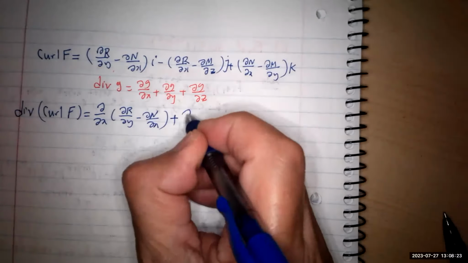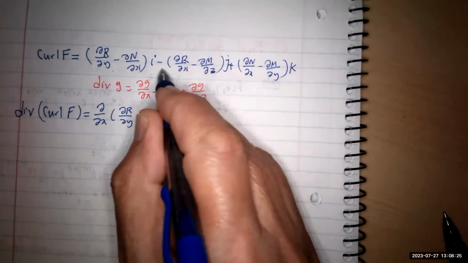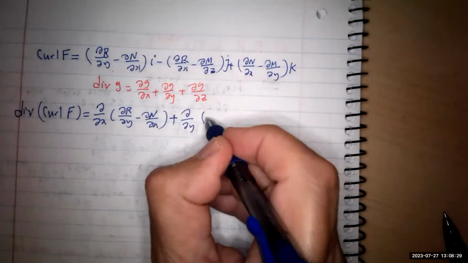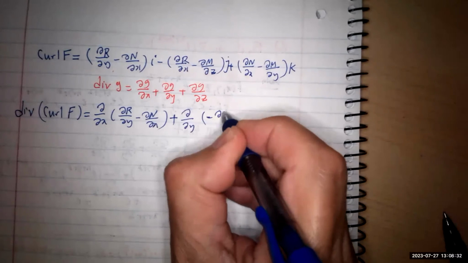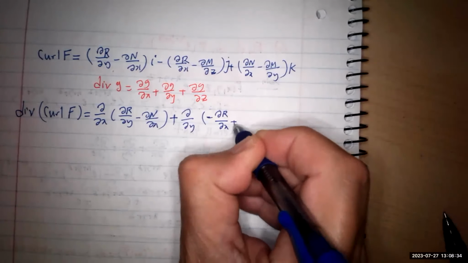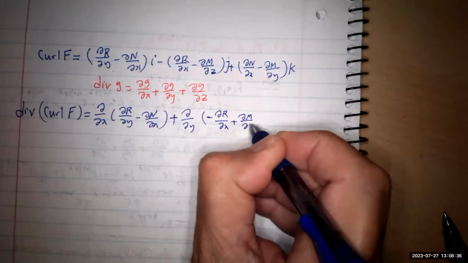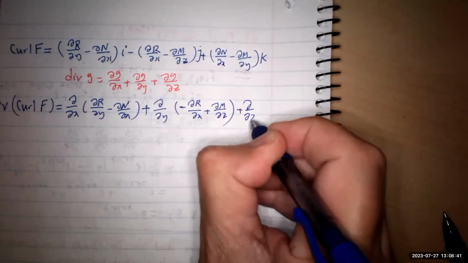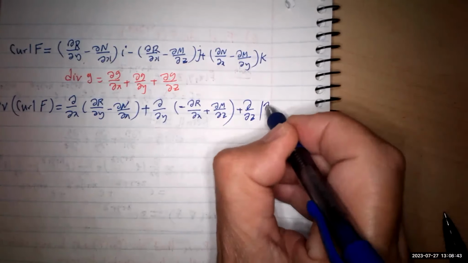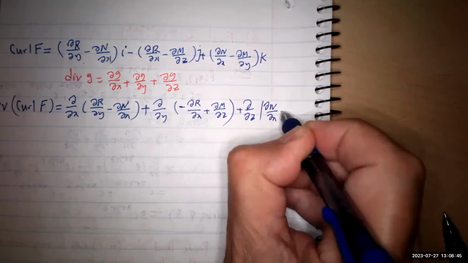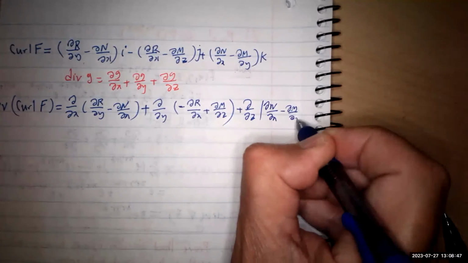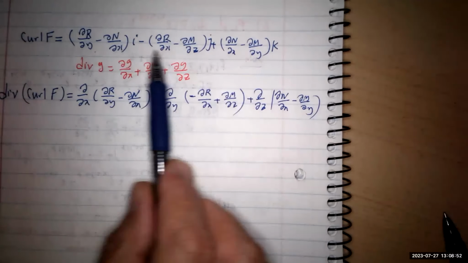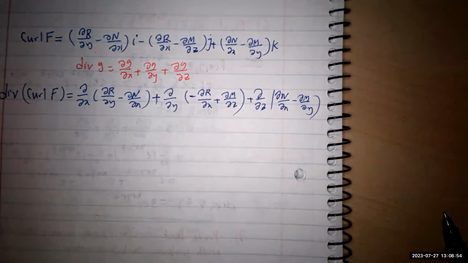So the partial derivative with respect to Y of the second one, there is a negative sign here, so I apply the negative inside. So it's going to be negative ∂R/∂X plus ∂M/∂Z. Then the partial derivative with respect to Z of the third one gives ∂N/∂X minus ∂M/∂Y. Okay, so for the partial derivatives of each component, I put the negative sign inside.